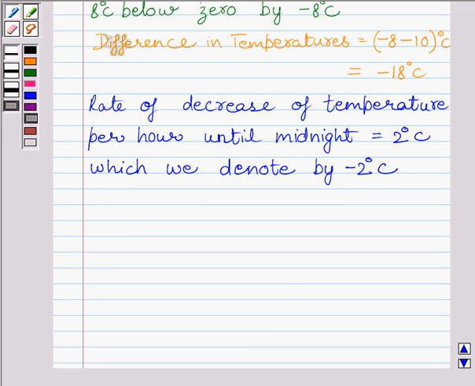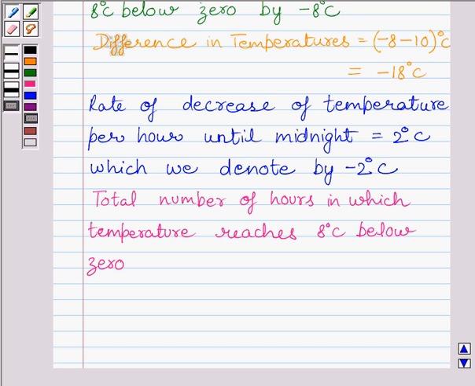Now, the total number of hours in which temperature reaches 8 degrees Celsius below zero is given by minus 18 divided by minus 2. So we can write total number of hours in which temperature reaches 8 degrees Celsius below zero is equal to minus 18 divided by minus 2, which is equal to 9 hours.